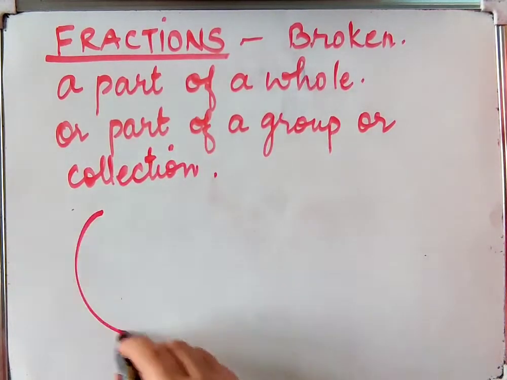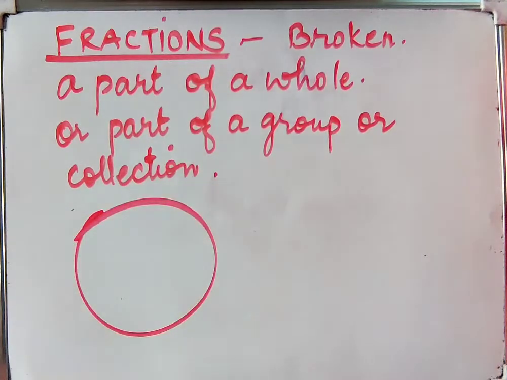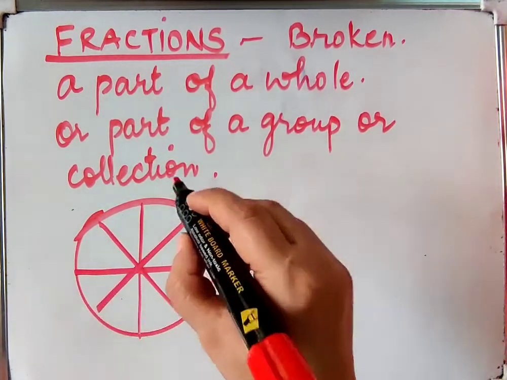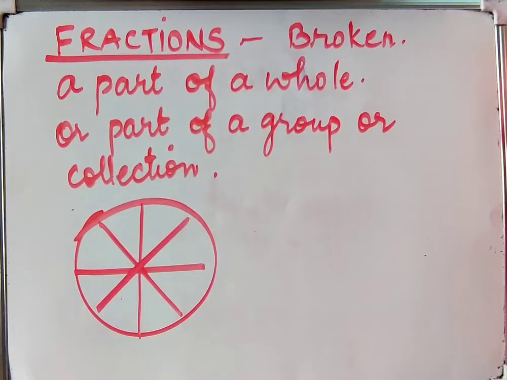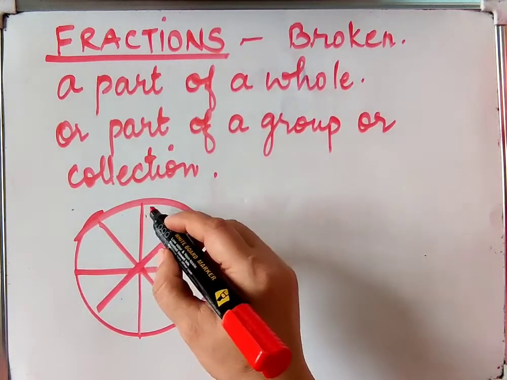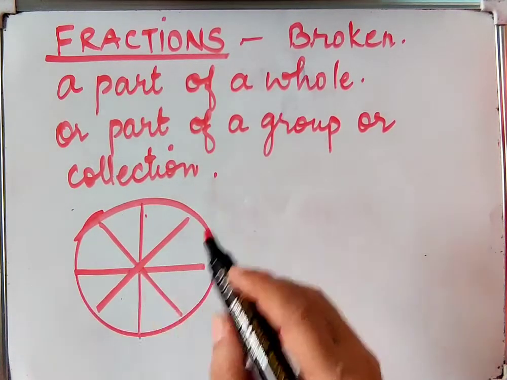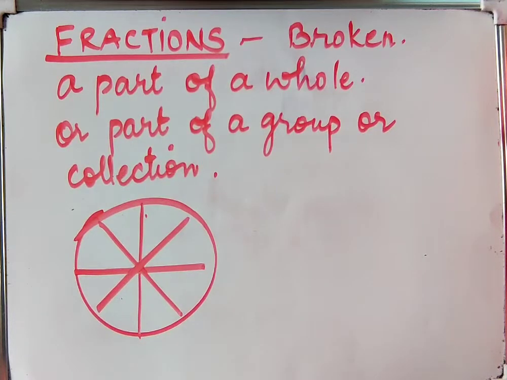Now you are very fond of pizza. This is one whole pizza. I will divide it into 8 equal parts. What you have to keep in mind is that in a fraction all the segments or all the parts should be of equal size. Then only you can decide how you are going to write this as a fraction.